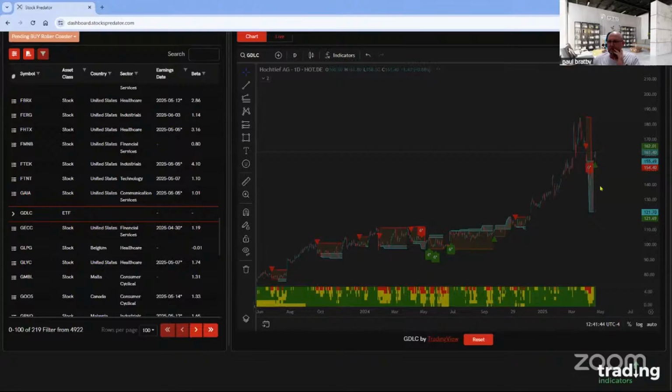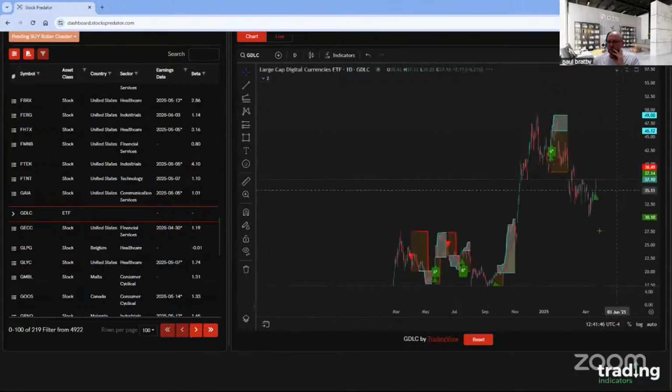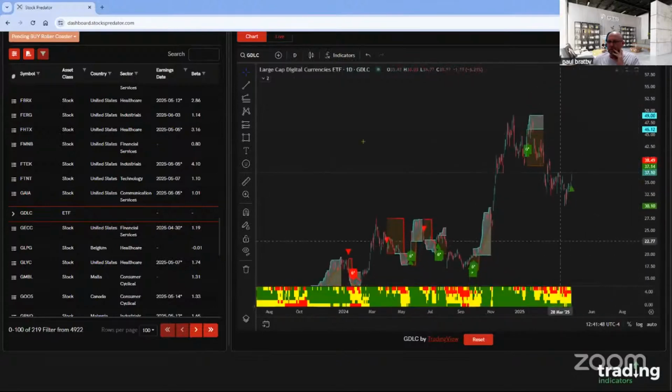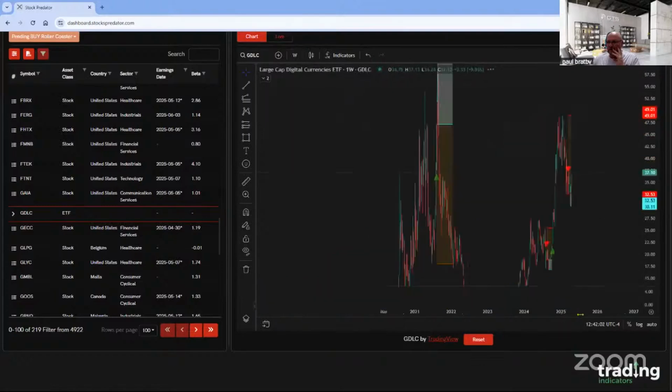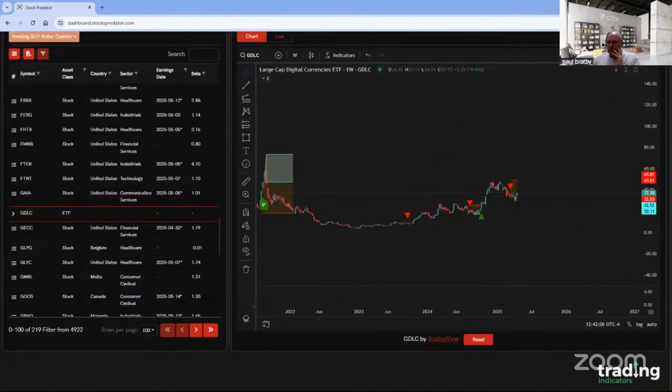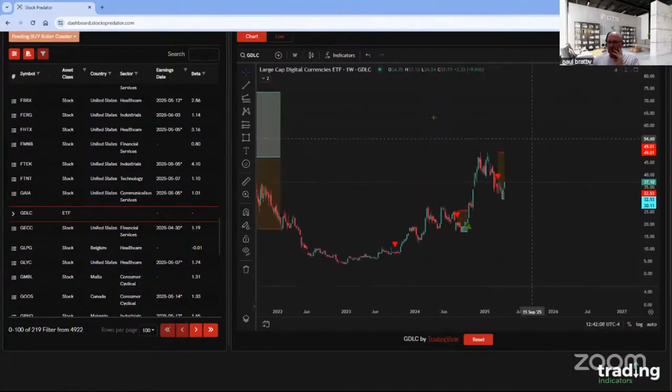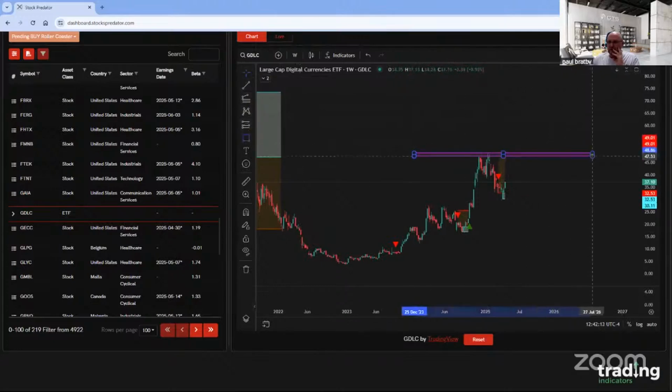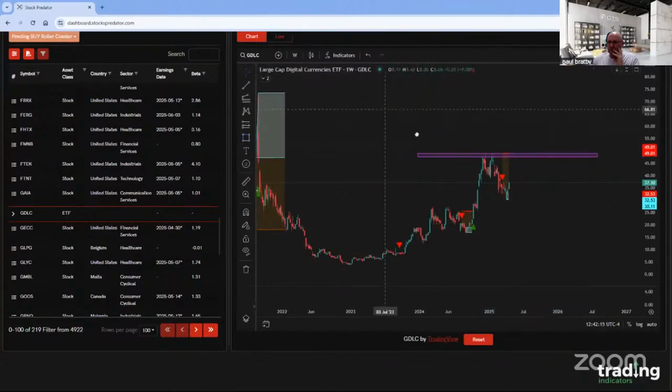EDLC. Let's have a look at this ETF. Ooh. I like this one. Let's go and have a look at the weekly. Large cap digital currencies ETF. Okay. Have a look at that weekly. Reasonably new ETF, like a lot of the digital currencies, but should never be ignored. That is our first port of call.